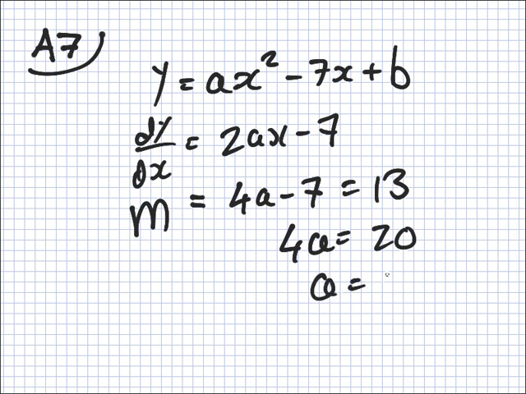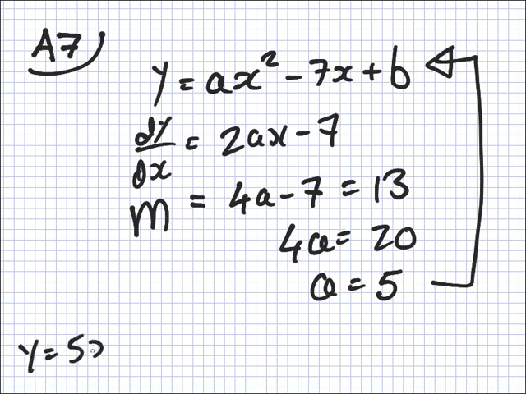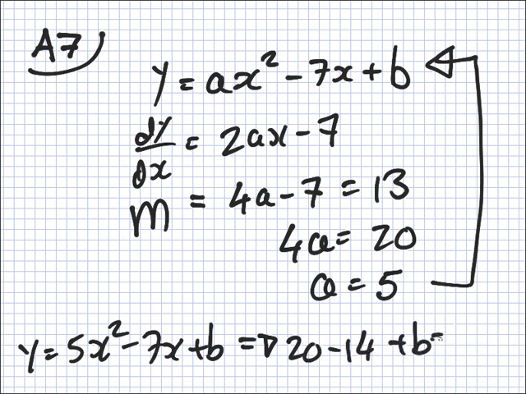So that means 4a is 20, so a is 5. So if I sub that back in, you get y equals 5x squared minus 7x plus b. But what happens if I put x equals 2? What should y equal? If x is 2, what's y? 7, isn't it? If x is 2, y is 7. So if I put in 2, I get 20 minus 14 plus b should equal 7. So 20 minus 14 is 6. 7 minus 6? So b is 1.